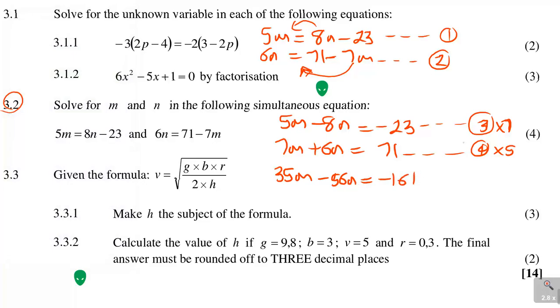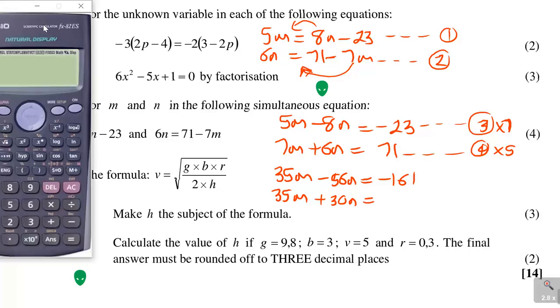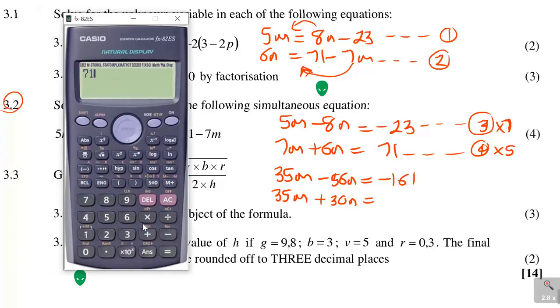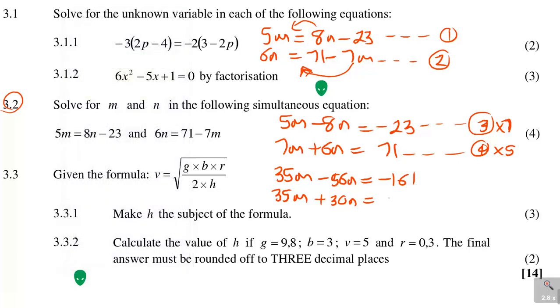Now the other one I multiply by 5. 7 times 5 is 35m. That's what I wanted to match. Then 5 times 6 is 30n. And then 5 times 71 actually is 355.